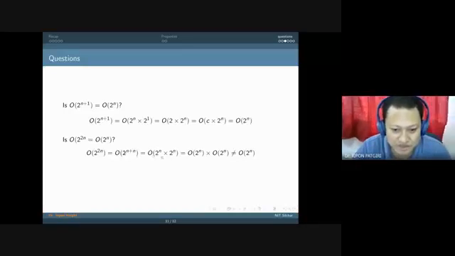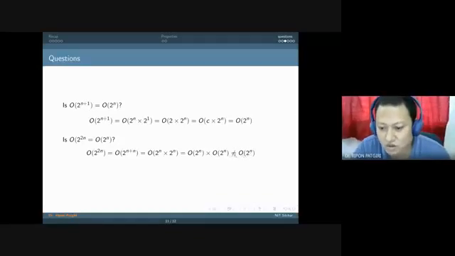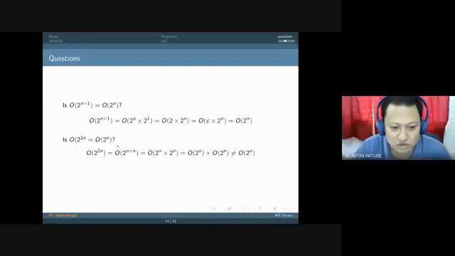If we represent it as a multiplication, 2 to the power n into 2 to the power n, we can form it back to 2 to the power n plus n. Now, is 2 to the power n into 2 to the power n equal to 2 to the power n? No, it is not equal to big O of 2 to the power n. That's why we simply write big O of 2 to the power twice n.